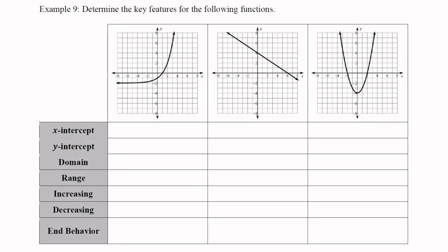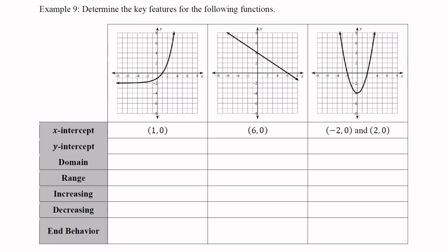So let's do an example where we compare key features of some functions. So the x-intercept for the exponential function in the first column, we have (1, 0). For the linear function in the second column, we have (6, 0). And we have two of them for the parabola since we cross the x-axis twice, (negative 2, 0) and (positive 2, 0).